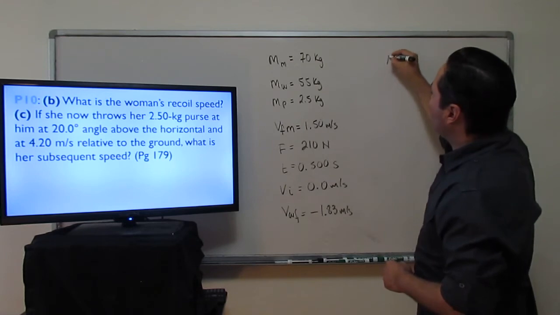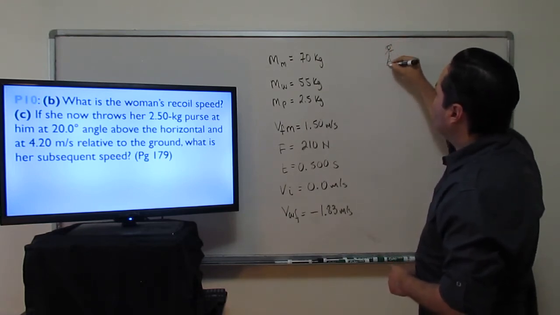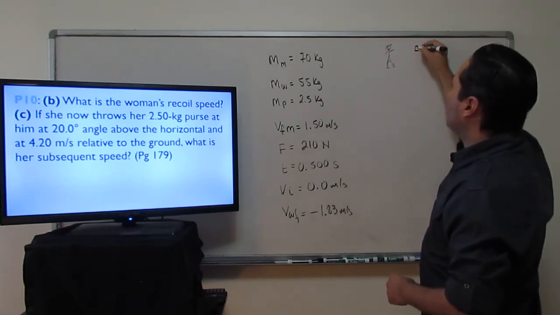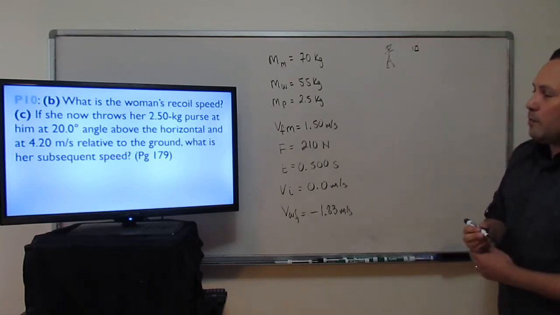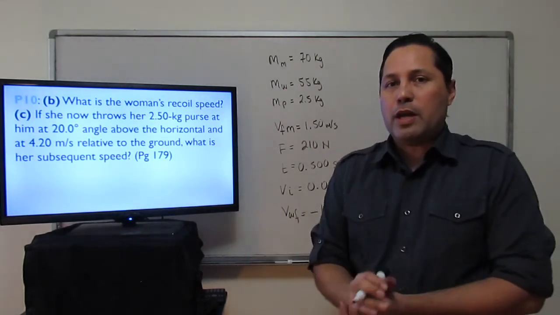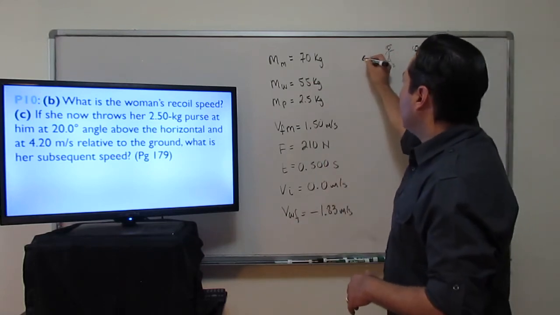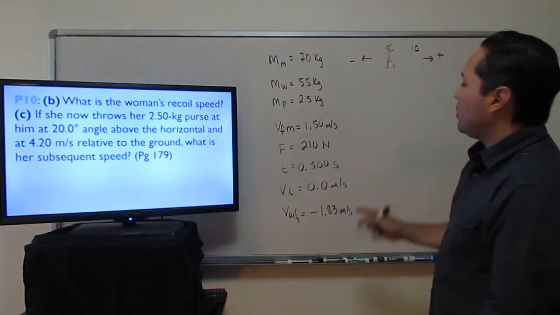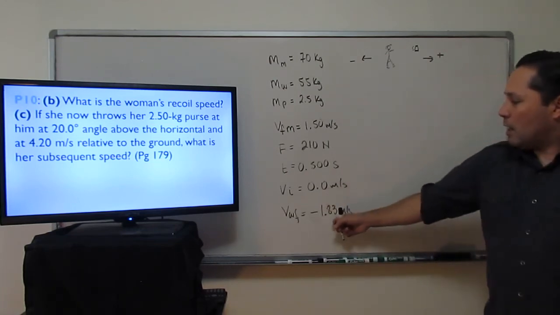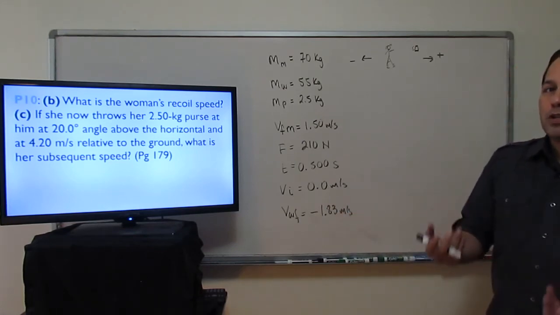So here she goes, sliding backwards in her skates. There's no friction. And she has launched the purse at him. The purse had a mass of 2.5 kilograms. Now, again, initially they were together and then she threw it. Alright, she is heading in the negative direction. The purse now is going in the positive direction. So I want to know still, what is her velocity now? She had an initial velocity before she threw the purse of 1.83 meters per second.